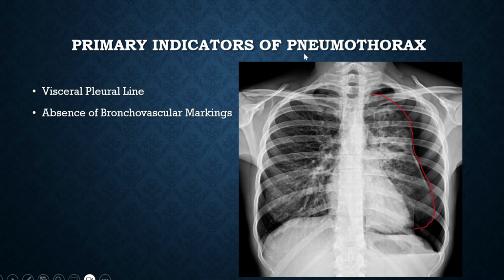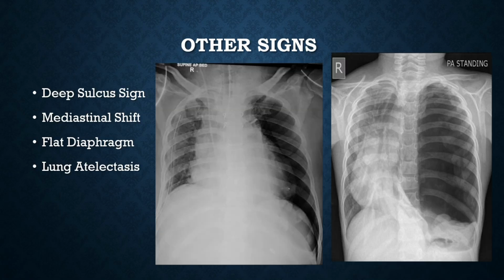Now the primary indicators of pneumothorax. There are two indicators which are important for the diagnosis of pneumothorax. First is the visceral pleural line, which is denoted by this red line, and another is the absence of bronchovascular marking. The lung shows bronchovascular marking, that is the vessels and bronchi within the lung parenchyma, whereas in pneumothorax there is no bronchovascular marking because the air is accumulated within the pleural space. So these are the primary indicators of pneumothorax.